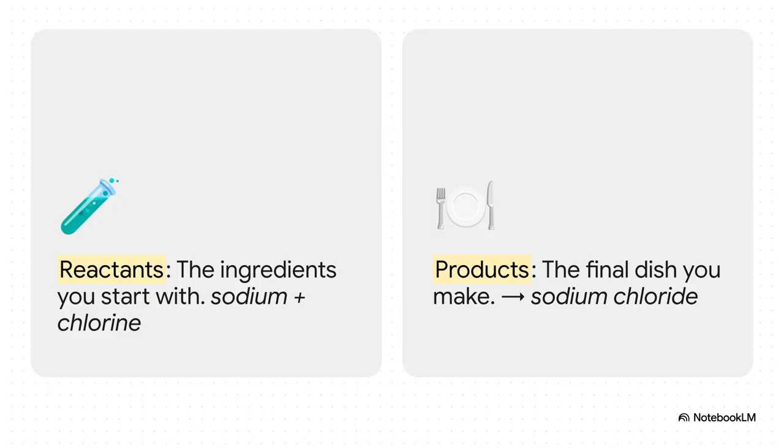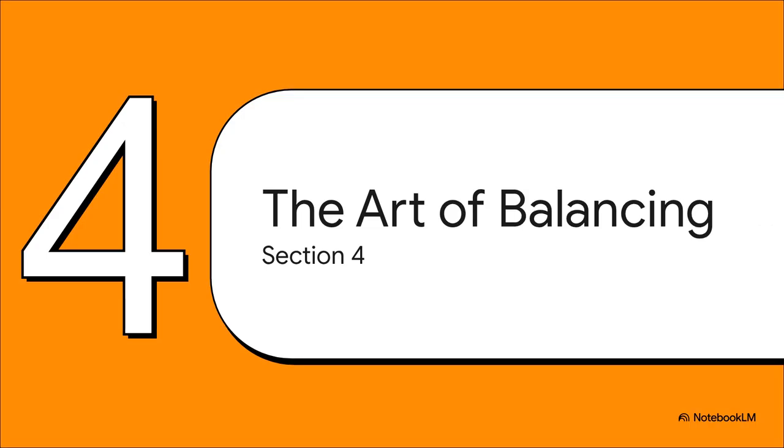And honestly, you can think of a chemical equation as just one sentence. On the left side, you've got your starting ingredients. We call those the reactants. On the right side, you've got what you end up with, the final dish. We call those the products. And that arrow in the middle just means turns into or reacts to make. So here, sodium and chlorine are our reactants, and they react to make our product, sodium chloride. That's all it is.